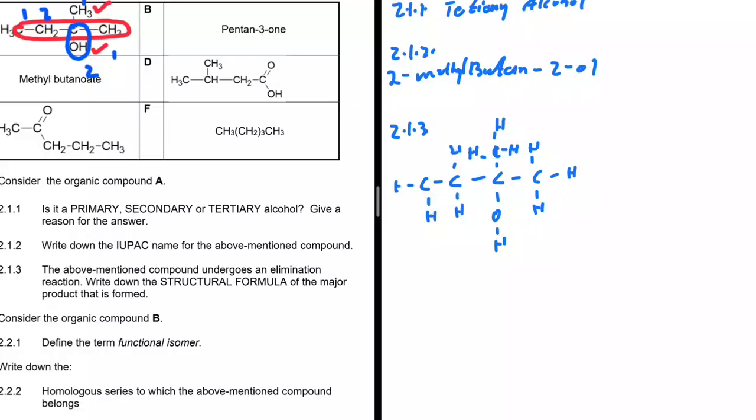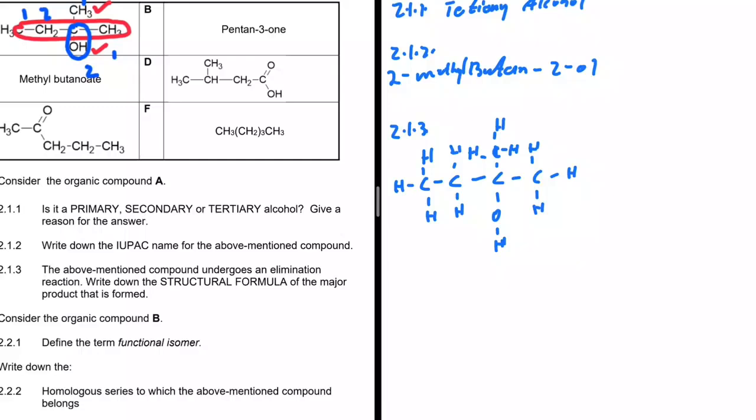Which elimination reaction can an alcohol go through? Because this is an alcohol that you're dealing with, right? The elimination that an alcohol can go through is dehydration. The alcohol loses 1 hydrogen and an OH, making H2O, as dehydration. That is the only elimination reaction alcohols can undergo, right? So it means that the structural formula of the major product formed should be an alkene.